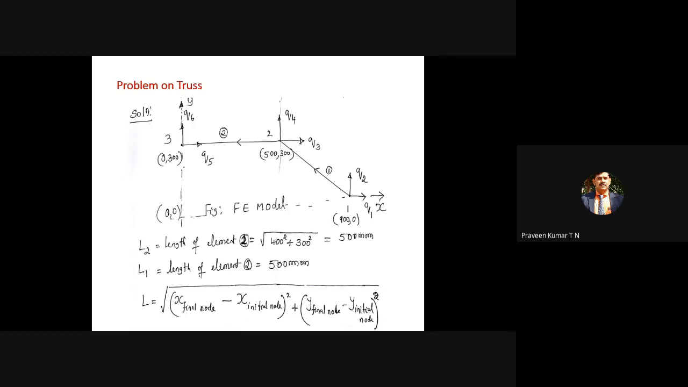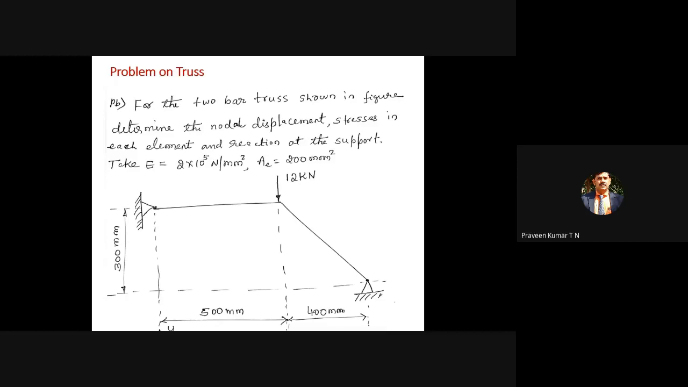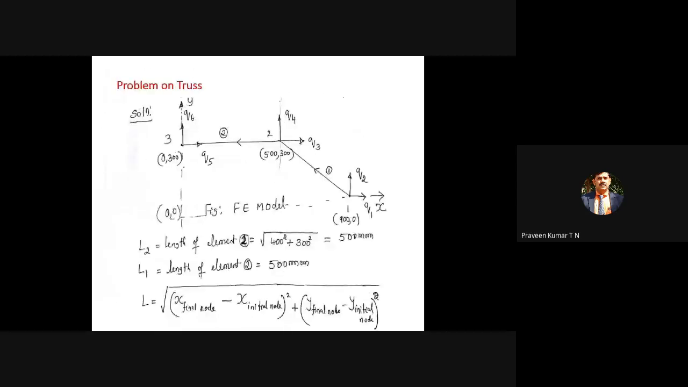3 mm. Then if you consider node 2, node 2 is not fixed and a load of 12 kN is applied at node 2. Hence Q3 is not equal to 0 and Q4 is not equal to 0. That means node 2 can move along the x direction, and in a similar way, node 2 can also move along the vertical direction. That means Q3 is not equal to 0 and Q4 is not equal to 0.